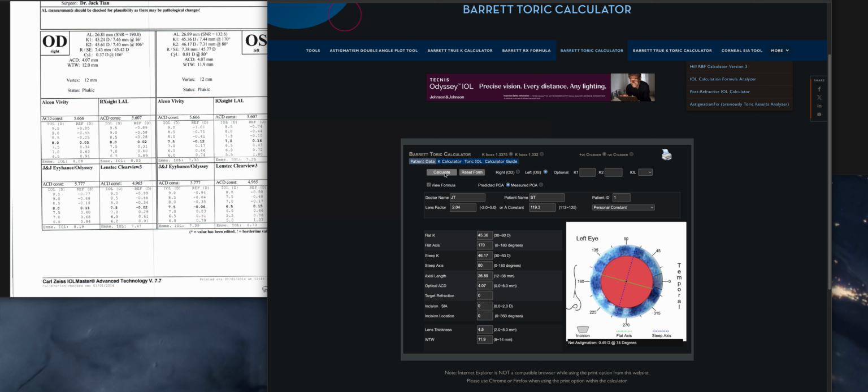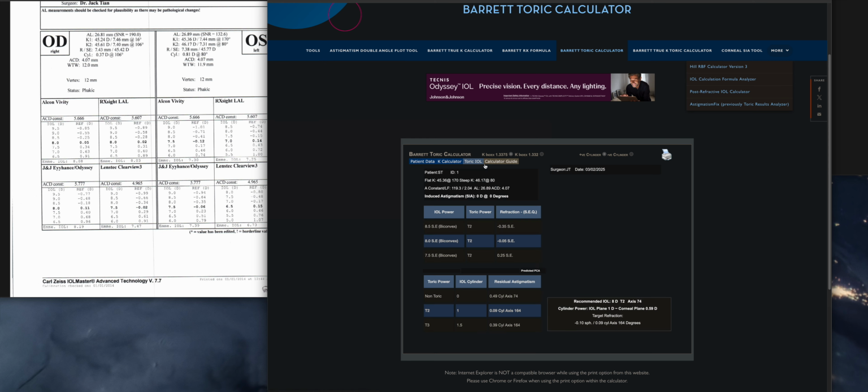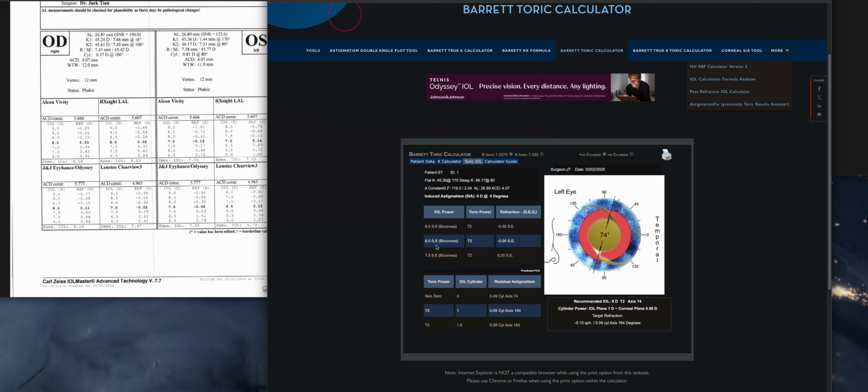All right, so okay, so it's calculated. Let's go IOL. All right, so for this case, we do the 8 diopter.